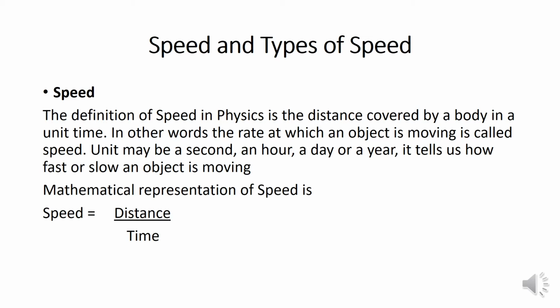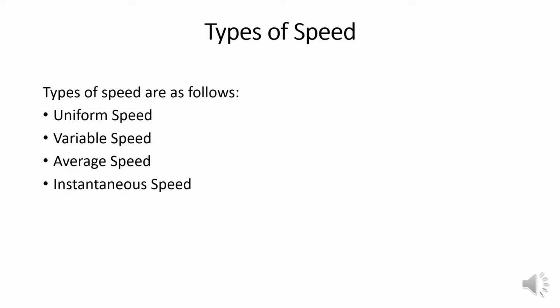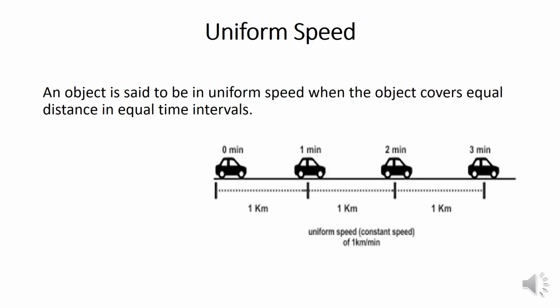And the types of speed that we have: a uniform speed or constant speed, variable speed, average speed, and instantaneous speed. Now, what is uniform speed? An object is said to be in uniform speed when the object covers equal distance in equal intervals of time. Like for example, over here you can see that the distance of 1 kilometer is covered by this car in 1 minute. So the speed will be 1 kilometer per minute.